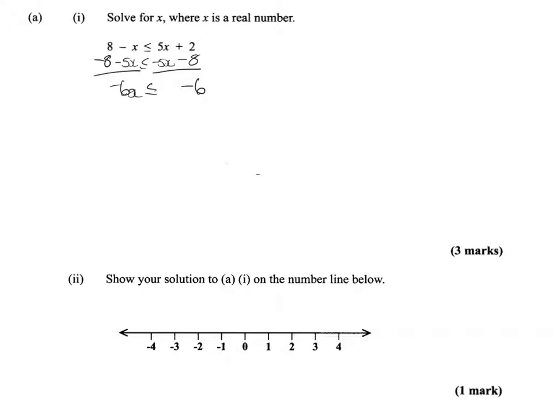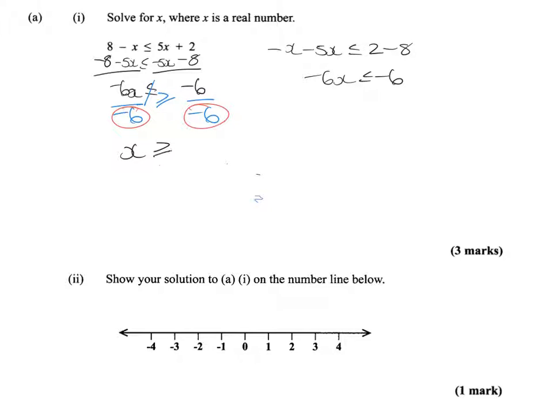If you carry it across, minus x, carry across the minus 5x, less than or equal to 2 minus 8, minus 6x less than or equal to minus 6. Any of those methods are fine. We now reach the part where we are going to divide both sides by minus 6. Because we are dividing by minus 6, we will change the direction of the sign, because what we're dividing by is negative. So therefore the answer we will get is x is more than or equal to 1, and that will be it to get our full marks for 3 marks.